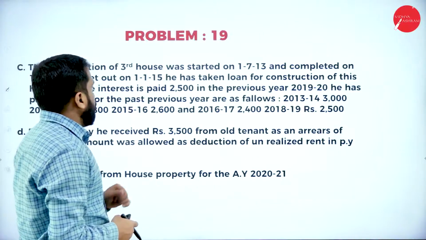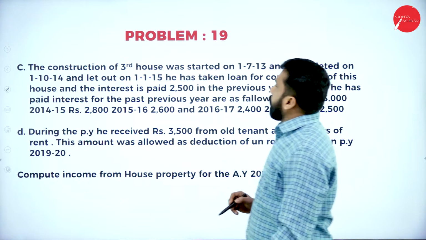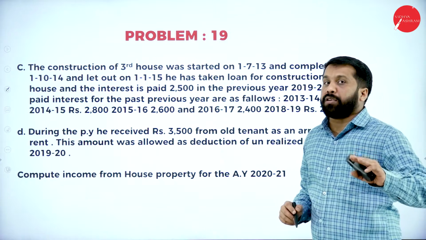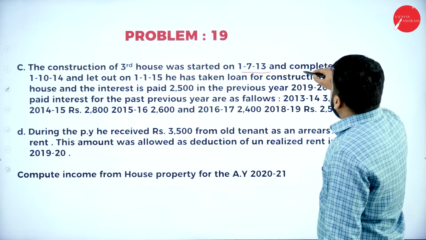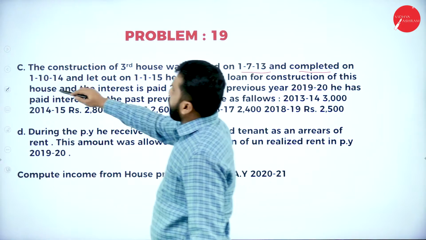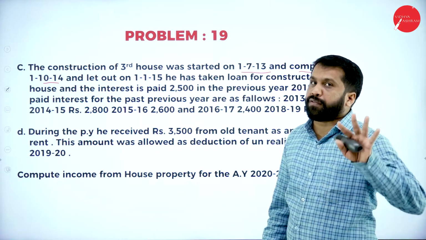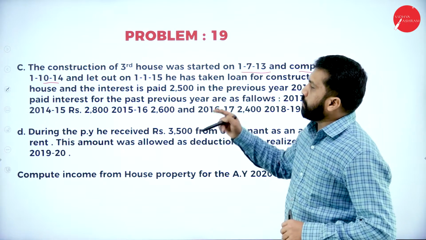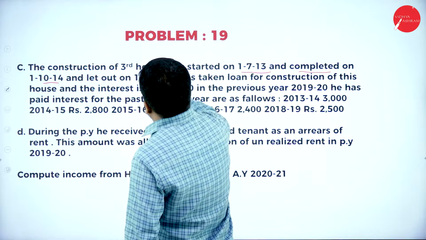Now, what is the next information? The construction of third house was started. We are talking about third house. Started on 1/7/13 and completed on 1/10/2014. The construction was completed within 5 years. You are eligible to take interest on that. And let out 1/1/15.